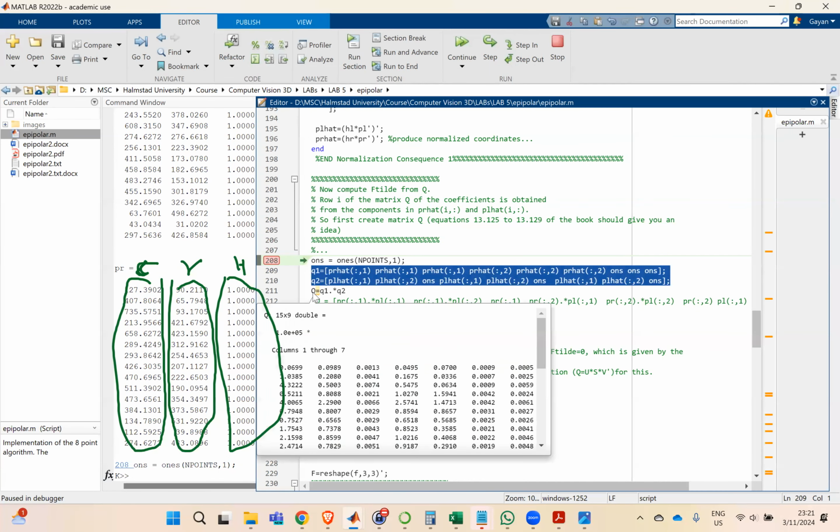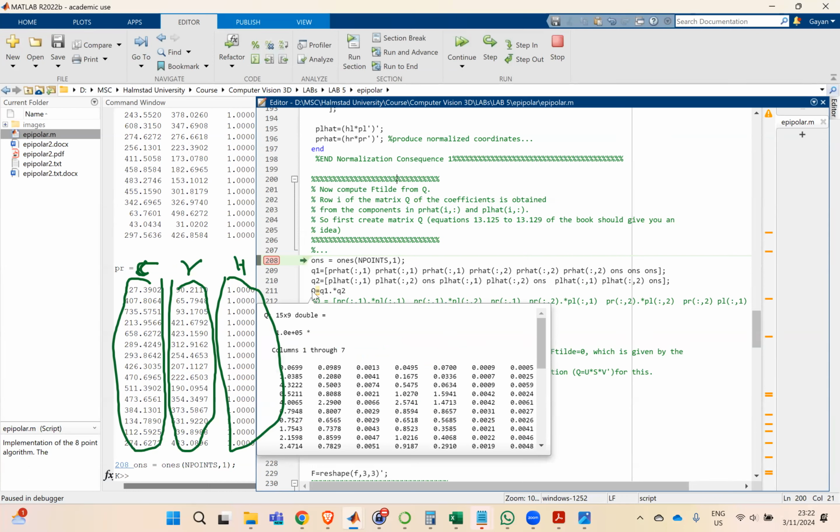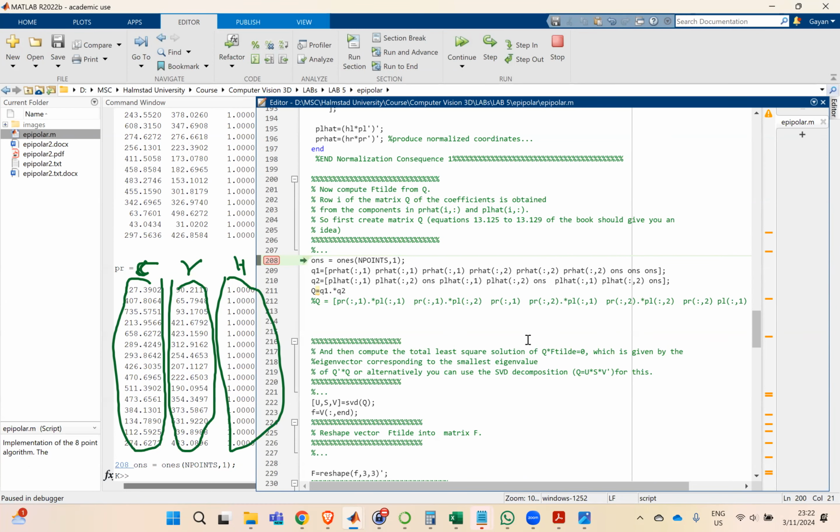So the basic idea is now we constructed our Q. We took the points, rearranged the values, and constructed our Q. The Q is nothing but columns and row values. Okay, guys, is it understood? Yes. Now what we need to do?